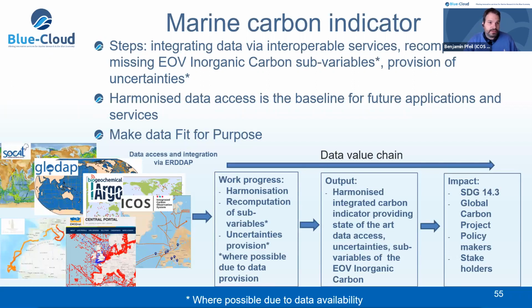On the left-hand side, you see an example of data we try to integrate. Then when we get extra data, we try to harmonize, we try to recompute, and we provide uncertainties. The output would be a harmonized integrated carbon indicator, providing state-of-the-art data access, uncertainties, and recalculation of the subvariables. And this will have an impact for the Sustainable Development Goals, for the global carbon budget, for policymakers and stakeholders.